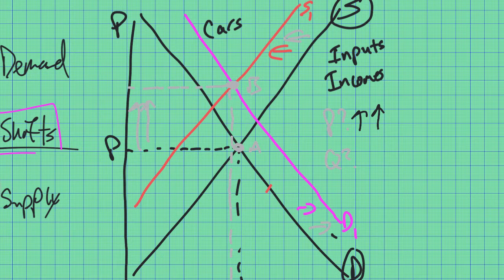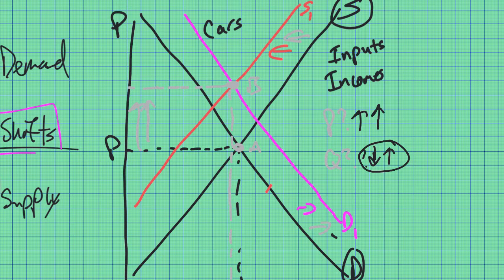But now here's the problem. What happens to the quantity? Right? With a supply decrease, we know that quantity is getting pushed down. But with a demand increase, we know that quantity is getting pushed up. So these two things are pushing in different directions.